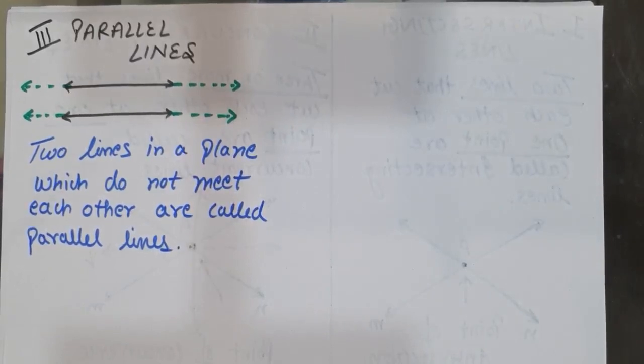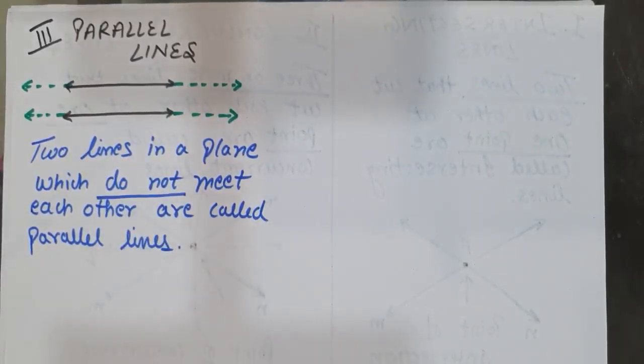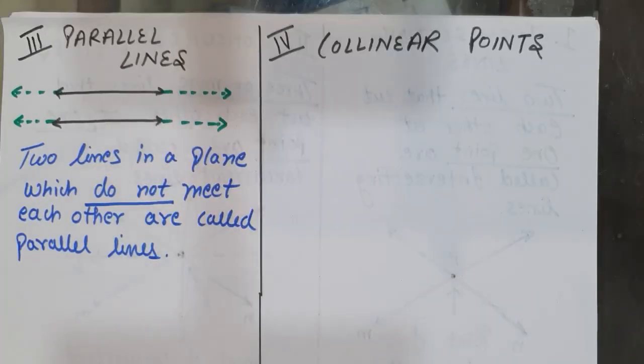It means whenever we are given two lines or more than two lines which do not cut each other at any point, even if they are extended, then they are known as parallel lines. You may focus upon the definition. Two lines in a plane which do not meet each other are called parallel lines. I hope all the three types of lines are clear to you by now.